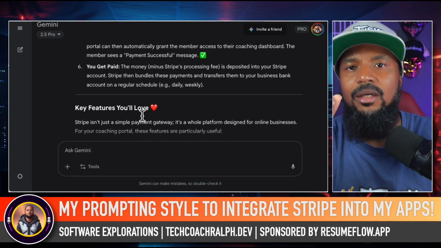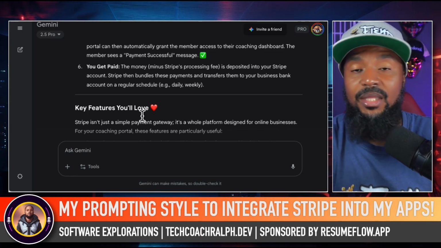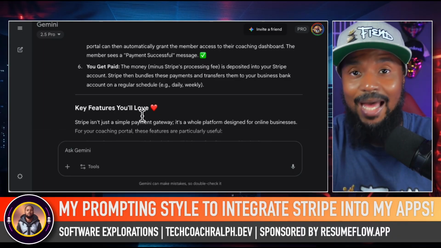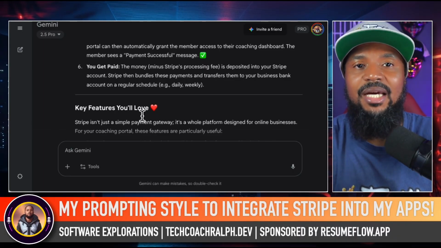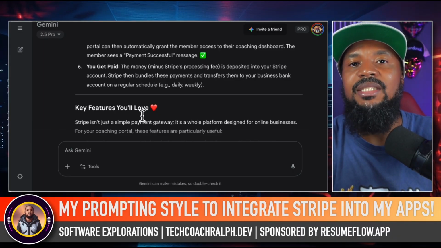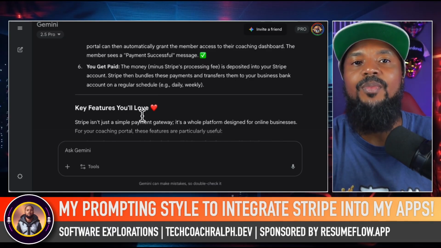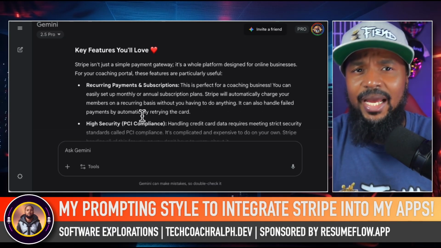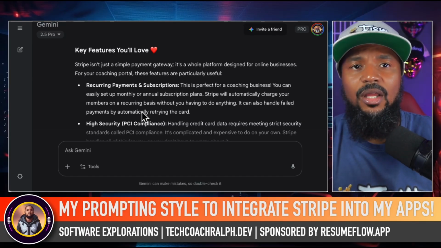They charge something because you have to pay them for their service. It's a lot of complex service, a lot of security and stuff like that, and it is deposited into your Stripe account. Stripe then bundles these payments and transfers them into your business bank account on a regular schedule, whether it's daily, weekly, etc. Right? Now, key features that you will love.